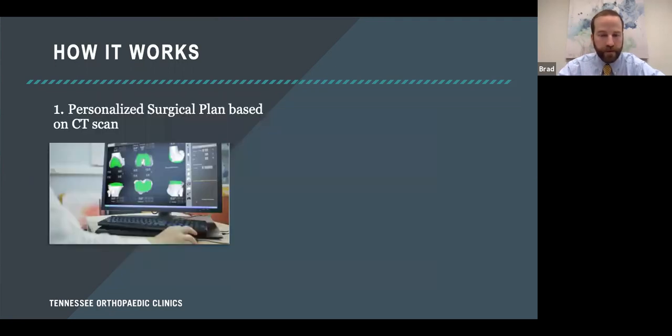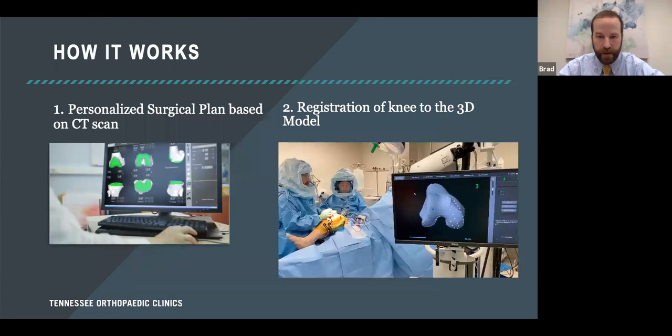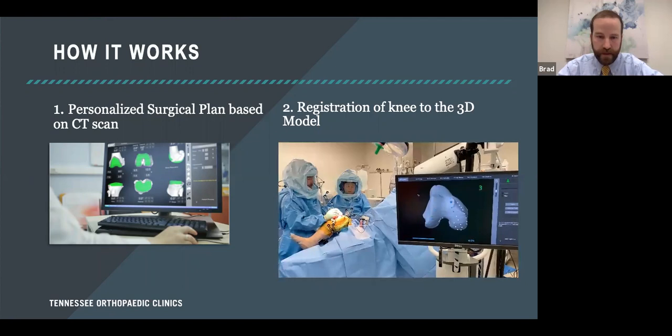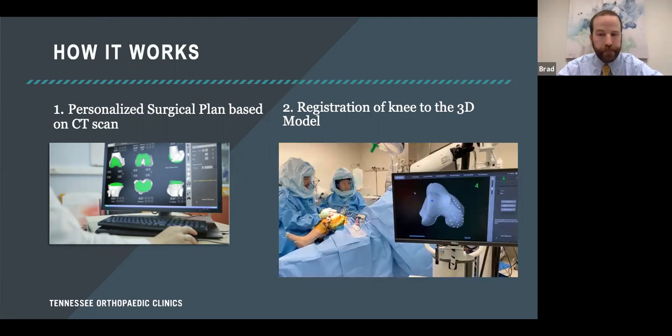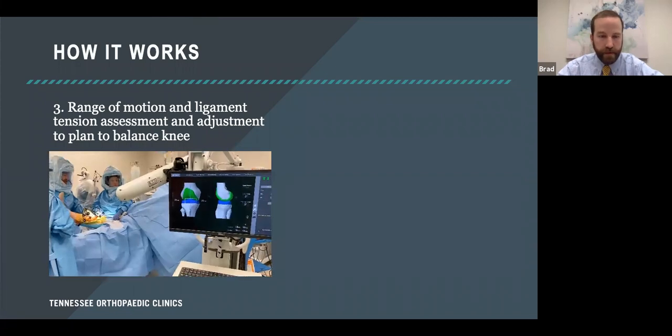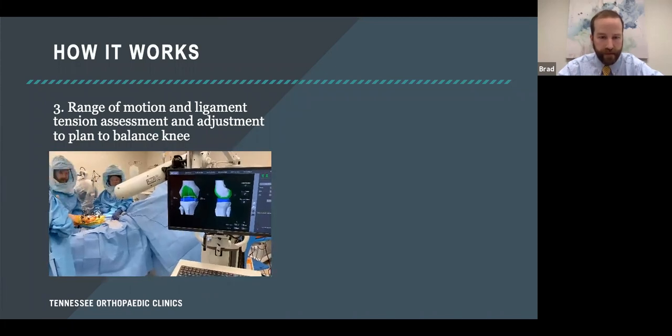Just to review, and I'll show some videos of myself, we have a personalized surgical plan based on a CT scan. Then during the operation, I register the points on the knee to the 3D model. You can see the foot is down at the left and the patient's head would be at the top, right. Next, I take the knee through a range of motion and I assess the soft tissue tension on the knee. Then I can make any adjustments to the plan that I need before cutting the bone. This really allows us to make it very stable and personalized to each person.